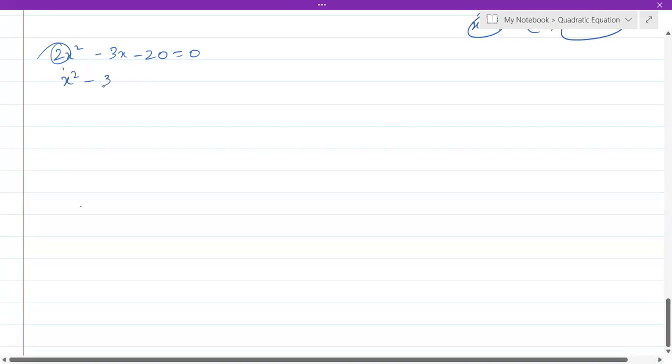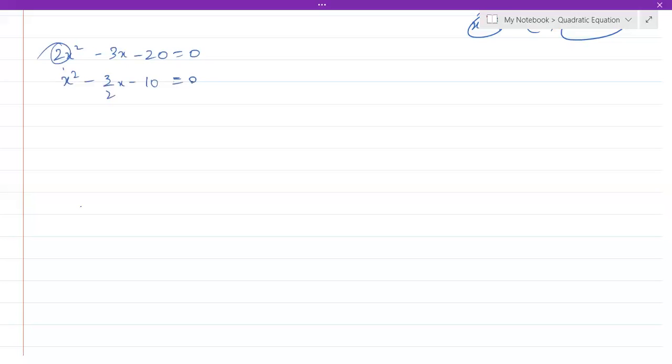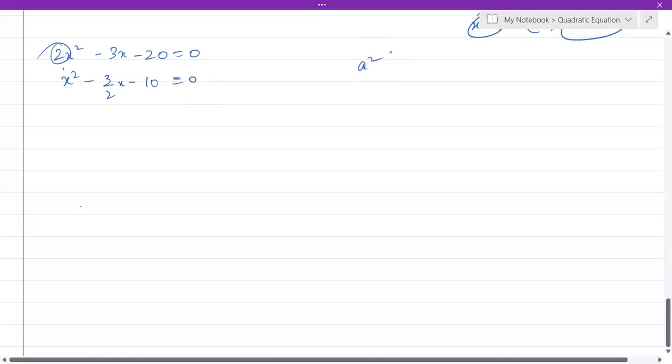Okay, minus 20 by 2, that becomes 10. Okay, this is what we did in the first step, right? We made the coefficient of x square as 1. Why did we make the coefficient of x square as 1? So that I'll get my a square very easily.